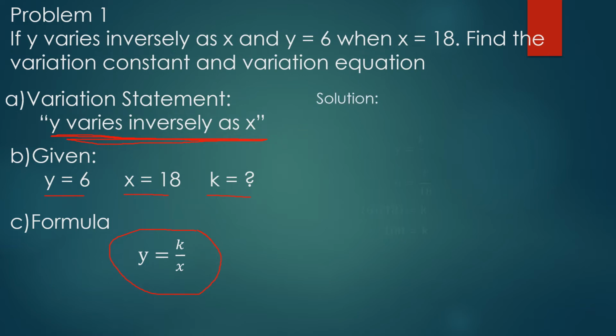Solution. All we need to do here is to substitute all the values sa ato ang formula. So we have y is equals to 6 and equals to k over x 18. And then, itong 18, i-multiply mo lang yan sa 6 para k na lang matira sa kabila. So ito na siya, k na lang. And 6 multiplied to 18. So 6 times 18 equals to 108.